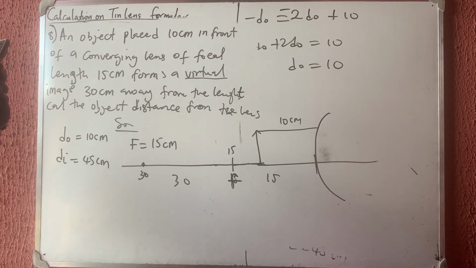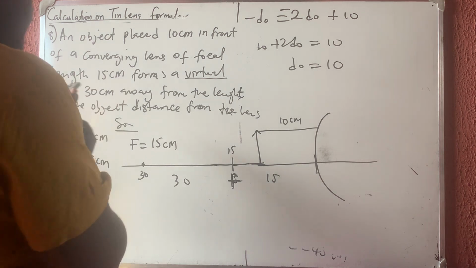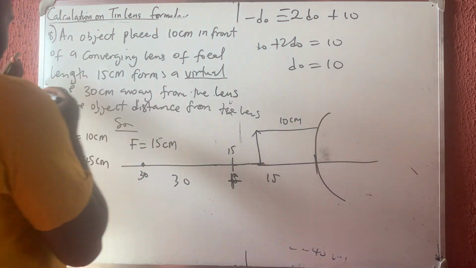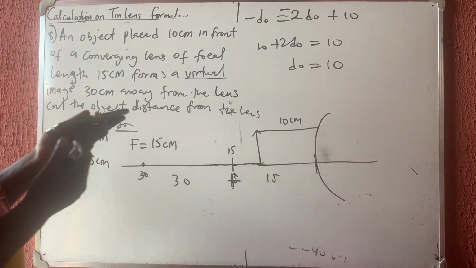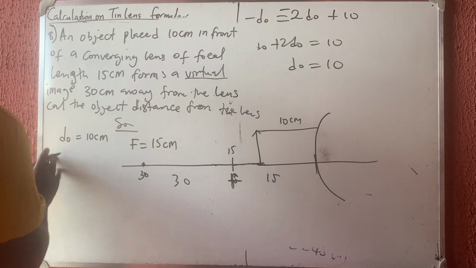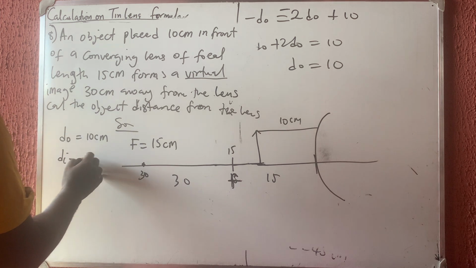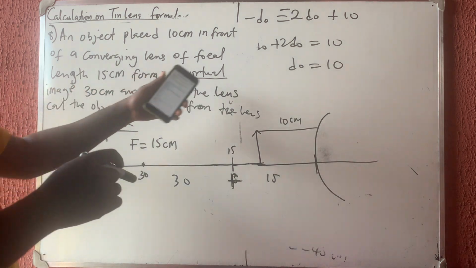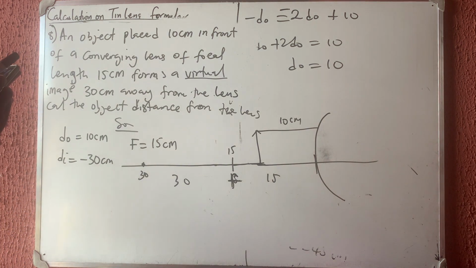Let me see again. An object is placed 10 cm in front of a converging lens of focal length 15 cm. It forms a virtual image 30 cm away from the lens. So that is the distance of this image. The image distance is going to be what? Minus 30. Why is it minus 30? Because it is formed at the left-hand side. That is the only way we can get a virtual image.